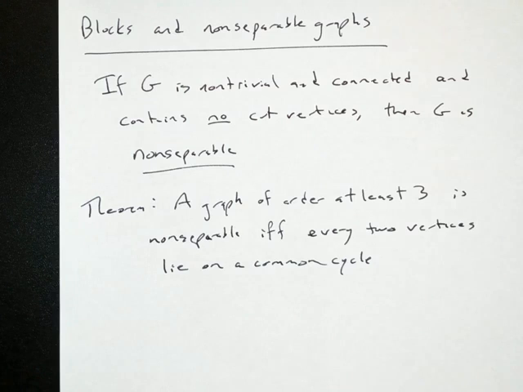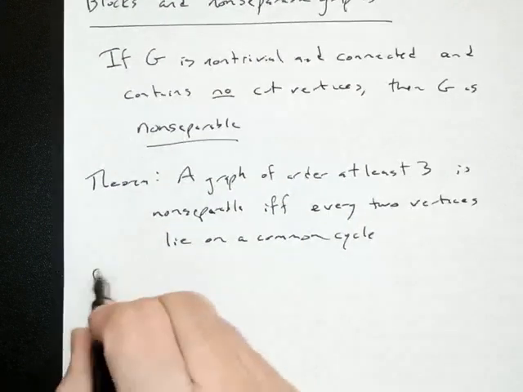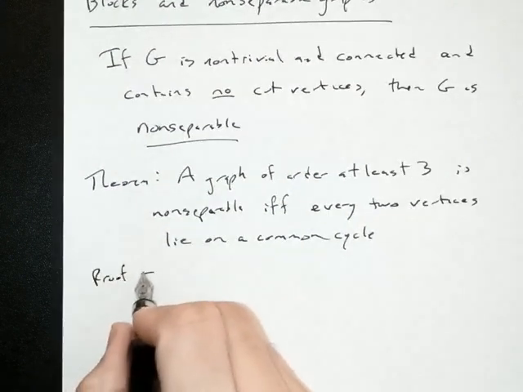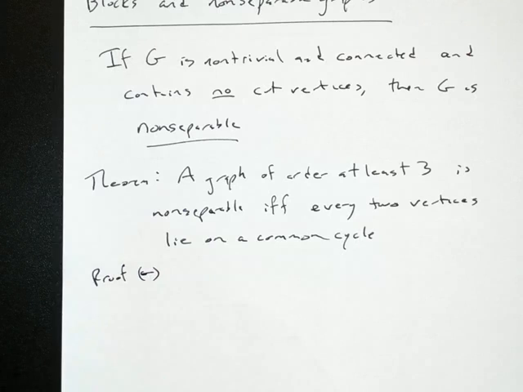Now, it's an if and only if. I have to do two of them. One of them is easier than the other. We'll do that one first. So I'm going to start with the assumption that I have a graph with at least 3 vertices, and every pair lies on a common cycle.